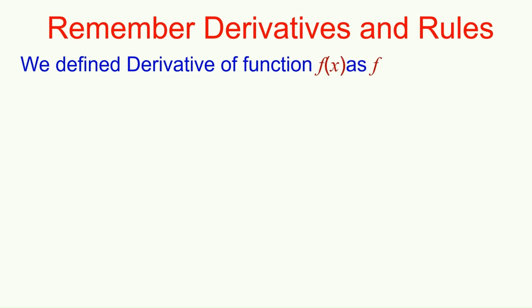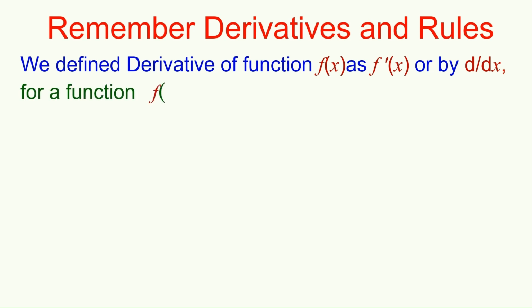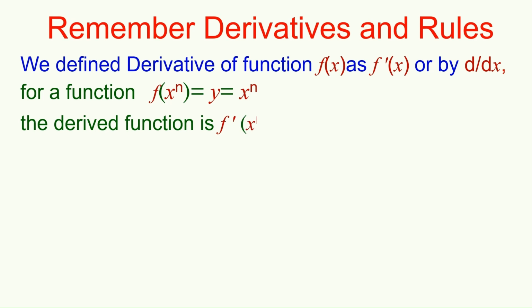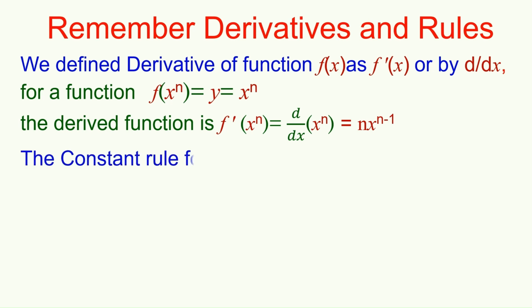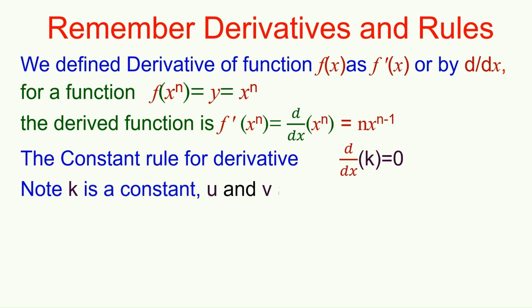Remember derivatives and rules. We define the derivative of a function f(x) as f prime of x, or d/dx. For a function f(x) equals x to the power of n, the derived function is f prime(x) equals d/dx of x to the power of n, equals n x to the power of n minus 1. The constant rule: the derivative d/dx of k equals 0. Note k is a constant.